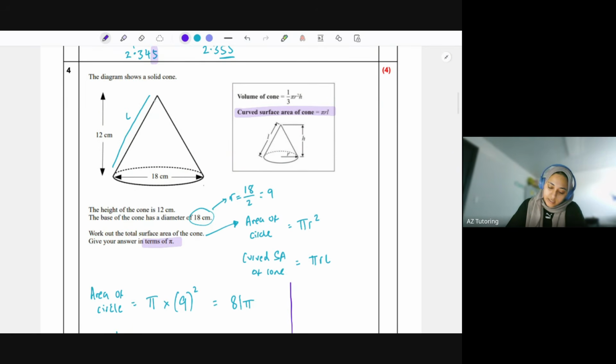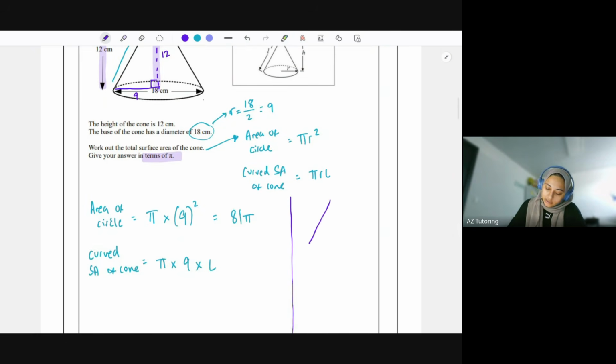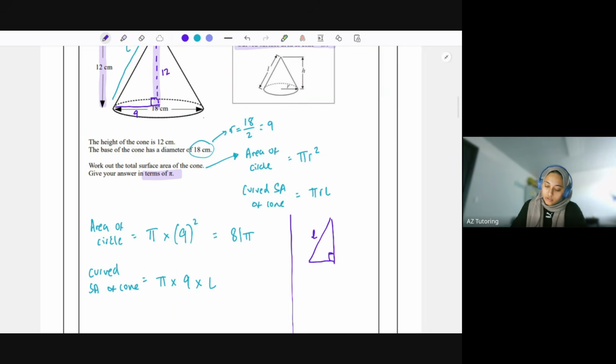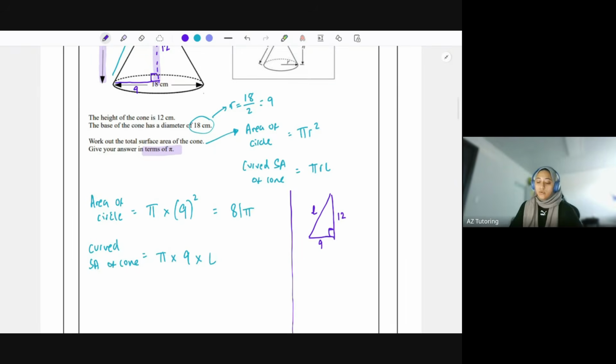What you need to realize here is on the cone, I can form a right angle triangle, like so. On that right angle triangle, if the height here is 12, then the height here is also 12, so they're exactly the same. We know the radius on the bottom is 9 of that triangle, so we can use that to work out L. So I'm going to draw the triangle here. L is what we're trying to find out. We know the bottom is 9 because that's the radius, and we know the height is 12. So we can use Pythagoras' theorem to figure out what is L.